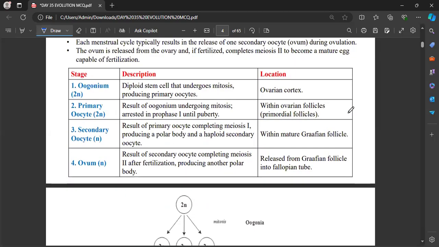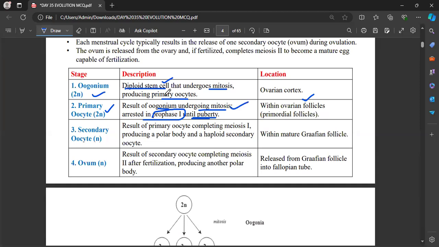Now, oogenesis. Initially it was an oogonium, that is diploid in nature, considered a diploid stem cell. This undergoes a process of mitosis and produces the primary oocyte. Where exactly is this primary oocyte produced? In the ovarian cortex. The primary oocyte is arrested in prophase 1 until puberty. So this is the result of the oogonium undergoing mitosis.